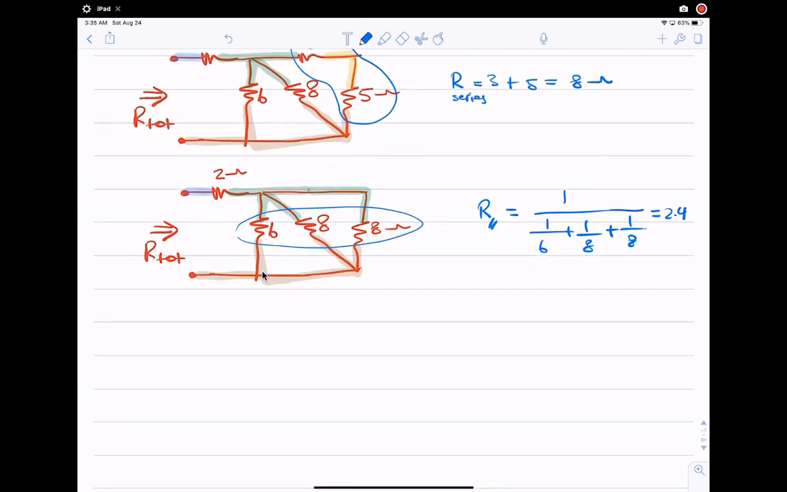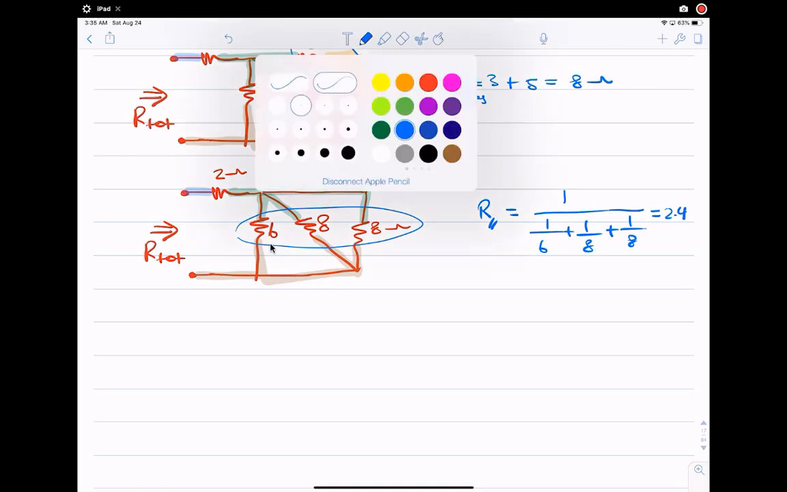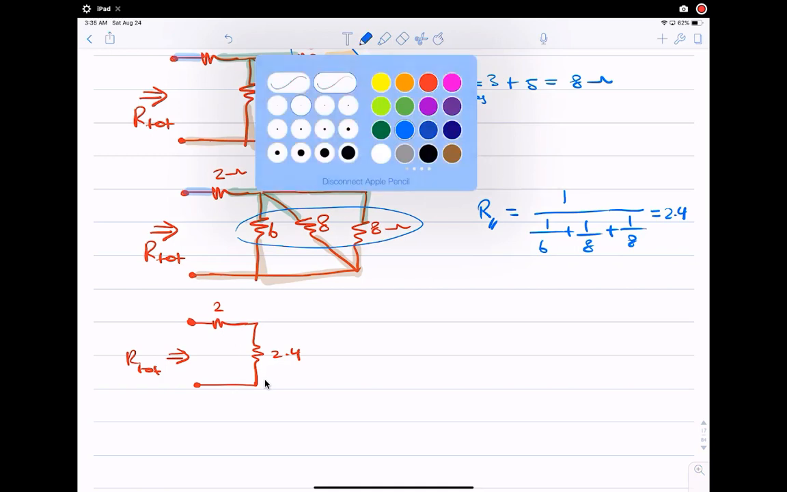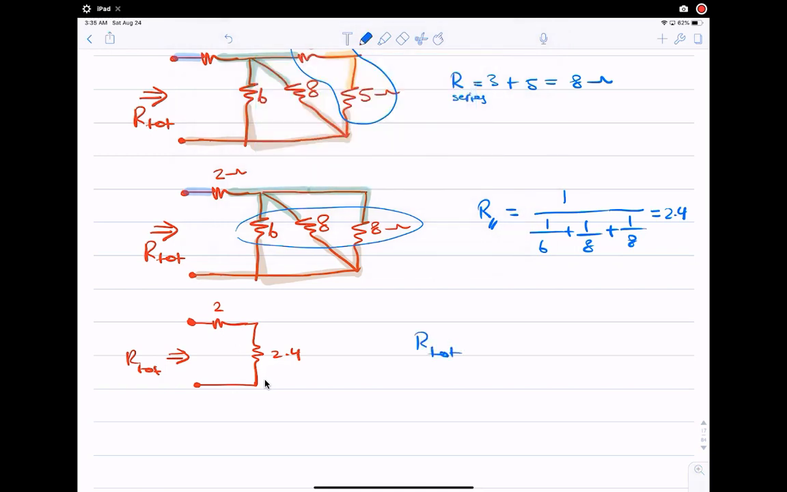Now, since this is 2.4 ohm, we can redraw this circuit, and I'm going to draw it here. Redraw this circuit with the 2 ohm, with the resistor 6 ohm, and with the 2.4 combination now. And this is our total, correct? Now since we only have 2 resistors, the same current would go through the 2 and the 2.4, so those two are series, and then we can say our total should equal 2 plus 2.4, which is 4.4 ohms.